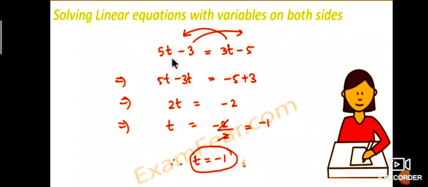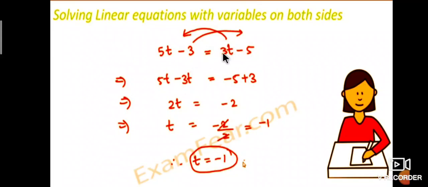Next one is solving the linear equation with variable on both sides: 5t minus 3 is equal to 3t minus 5. According to the tips for solving linear equations, we keep the variables on one side and constants on the other side. Here 5t is a variable and 3t is a variable, while minus 3 and minus 5 are constants. You understood this one? Therefore, we first arrange the variables on one side and constants on the other side.